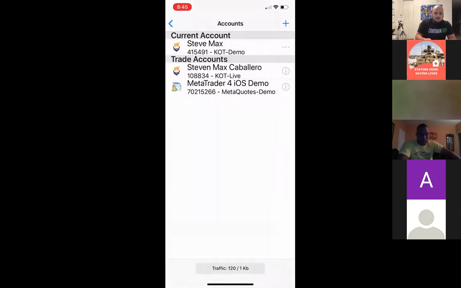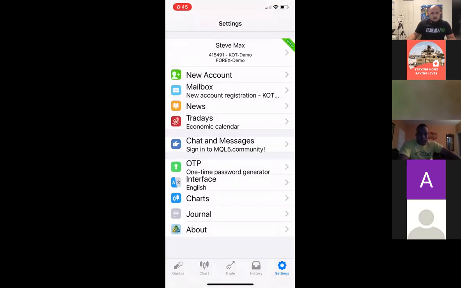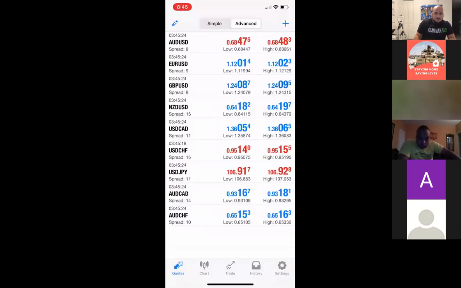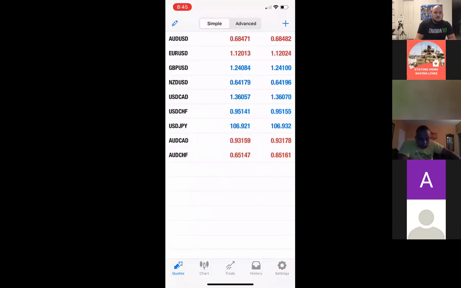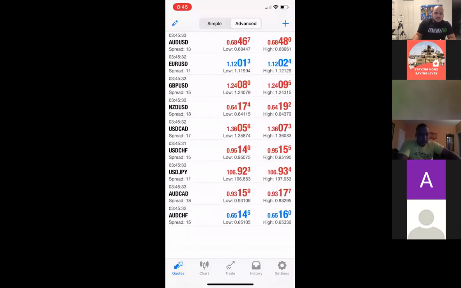Now, why is this important? Because of this next step. Okay? Go to where it says quotes at the bottom, and then you're going to see these quotes here. By the way, it may look like this for you. Okay? It may look like that. The reason why we look at advanced, guys, is because you see those numbers where it says the spread.